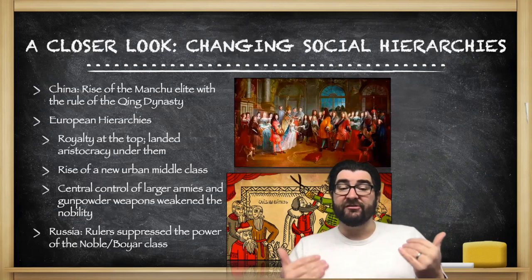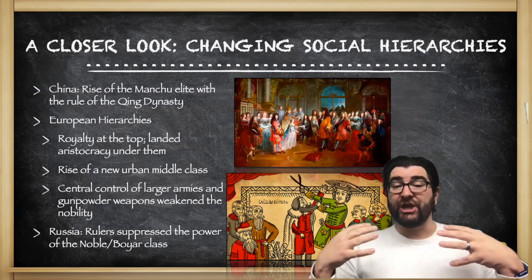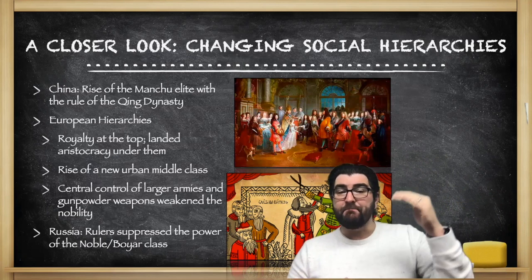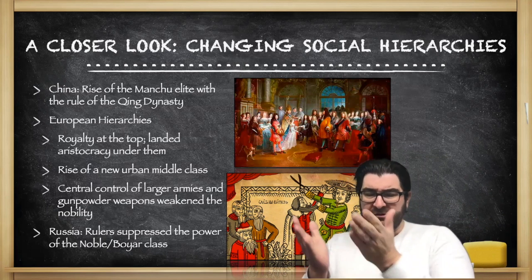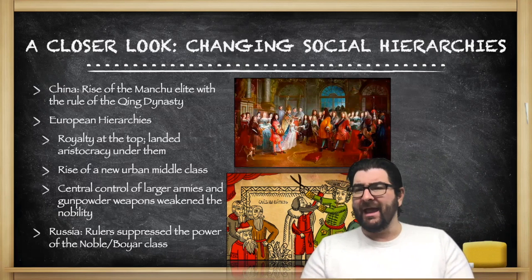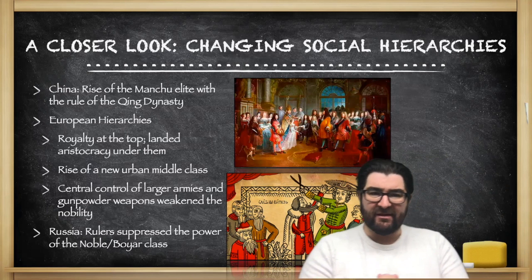With regard to changing social hierarchies we see around the world, with the rise of the Qing dynasty, we see the rise of a Manchu elite. Remember, the Qing were outsiders in China. They were Manchurians. And so the Manchu become the new elite of Chinese society.